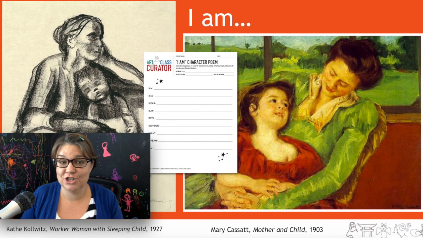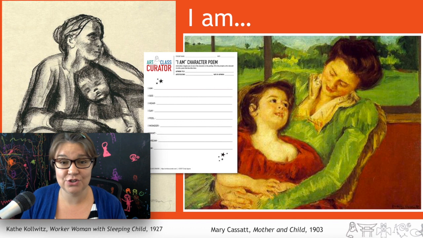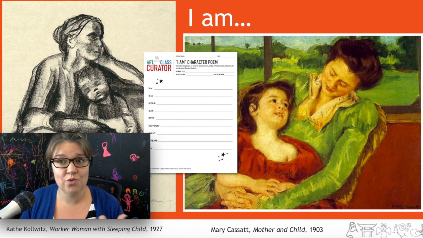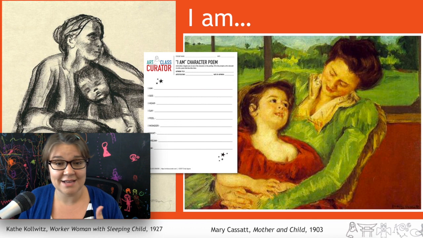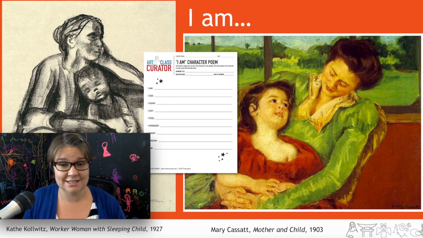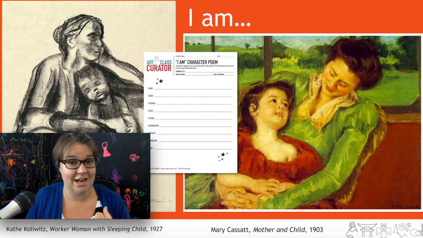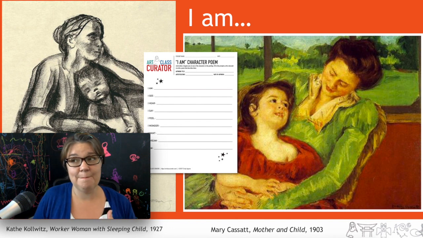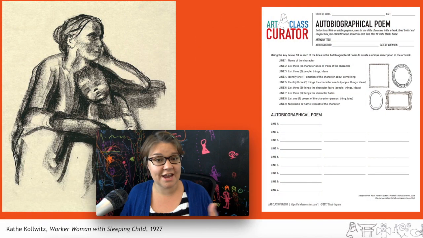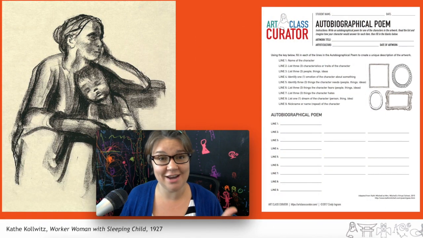Another type of character analysis poem that you can do is the I am character poem. So they simply look at the character in the artwork and they write from the perspective of that character. So I am, I see, I hear, I feel, I want, I dream, all of these things that sort of speak to the inner being of a person. And what can we tell about that character through the artist's choices? This is another option for a character analysis poem.